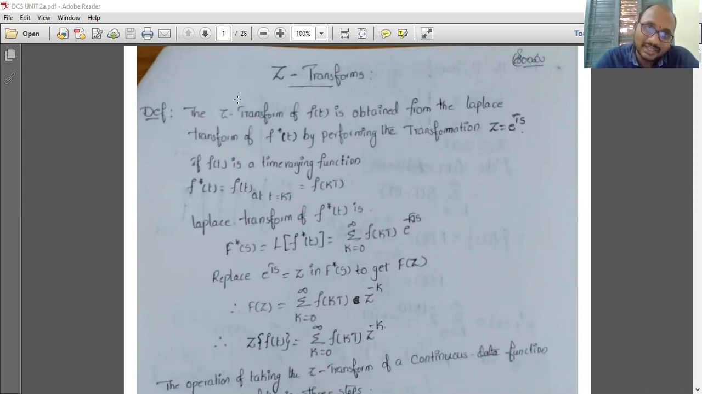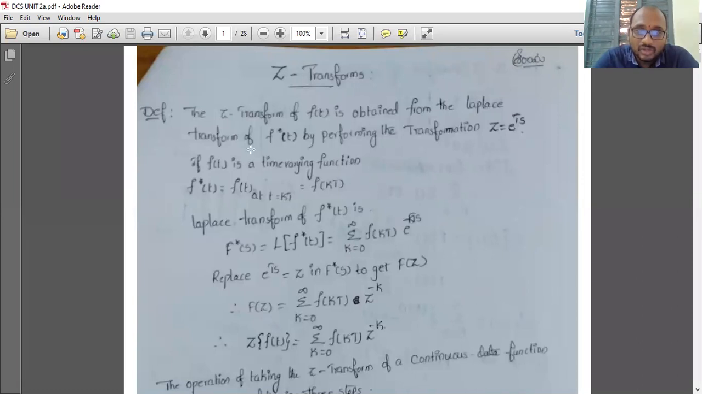So our second unit is completely regarding the concept of z transforms and inverse z transforms. Okay, so let us see some of the introduction of z transformations. We know very well the basic definition of the z transform. How can we find the z transform of any function f of t?